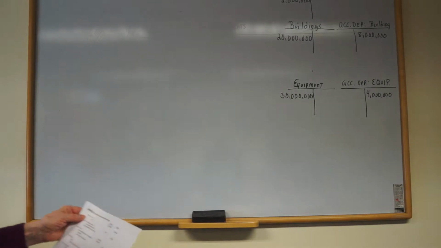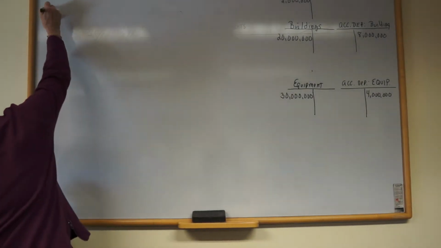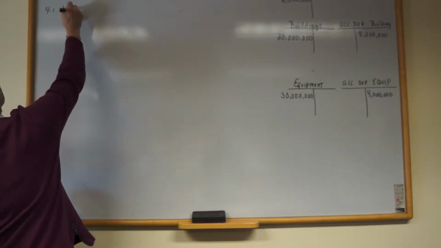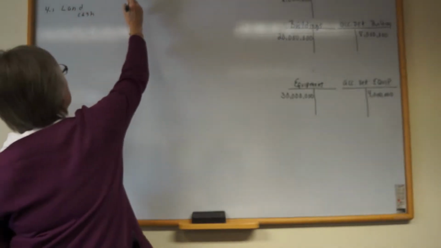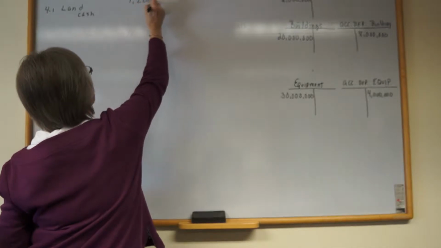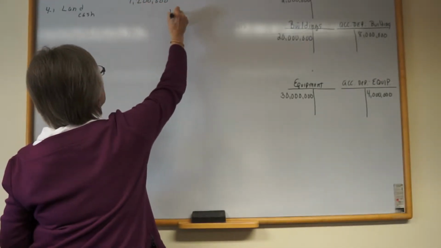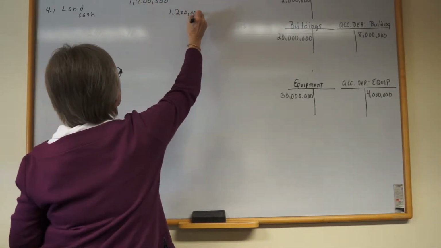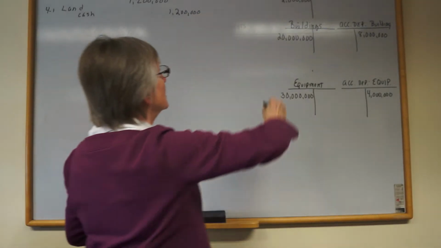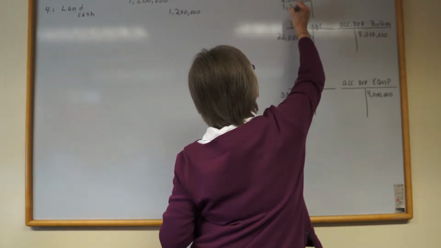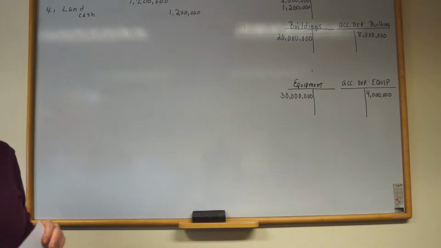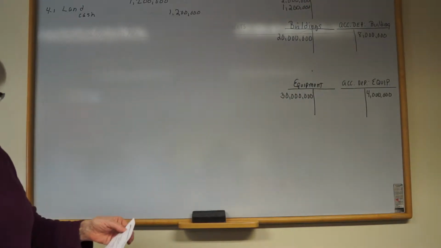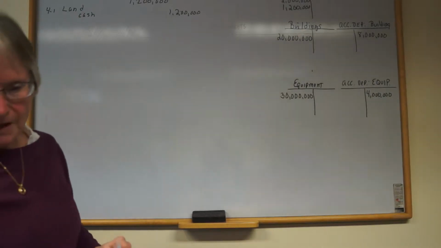The first one's pretty easy. On 4.1, we just buy land for cash. We can all do this, that's not too bad. And that was for 1.2 million. It's always good to start off fairly easy. And so then we'd just post that to the land ledger account. And you can do real ledger accounts or T accounts, whichever makes most sense to you.